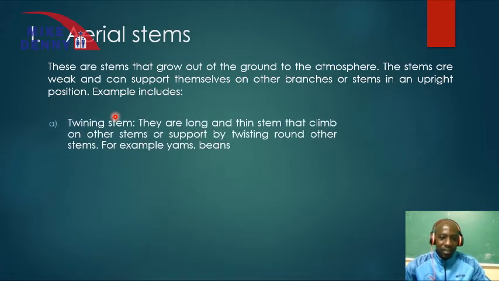Let's get examples. We are talking of twining stem. We say they are long and thin stems that climb on other stems or support by twisting round other stems. For example, yams and beans.